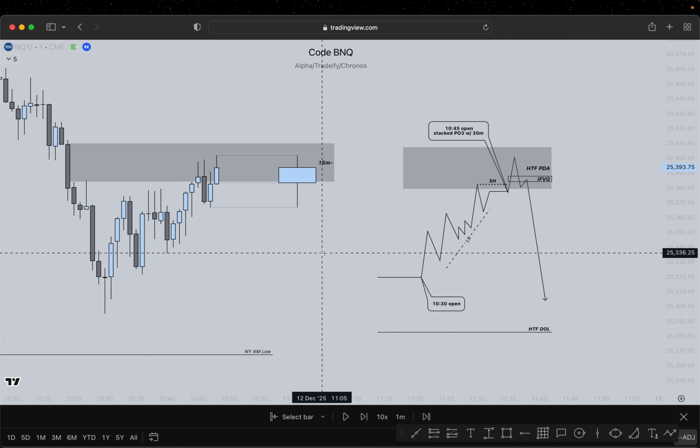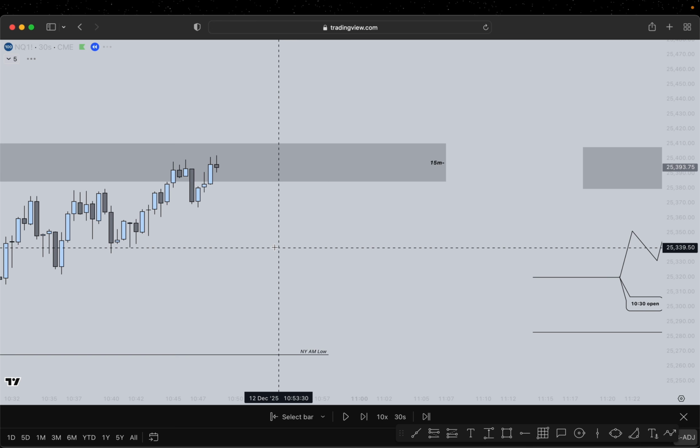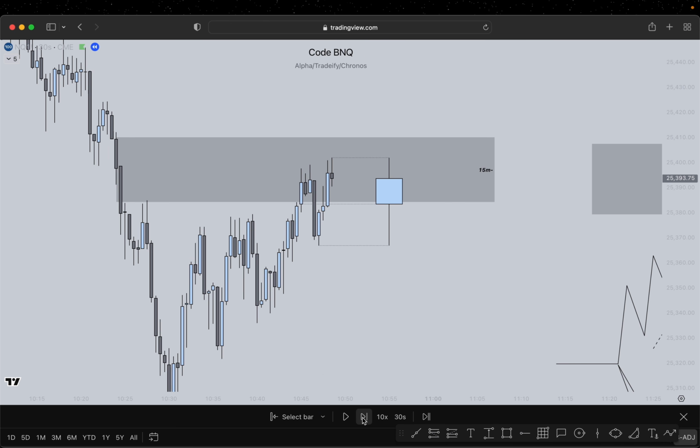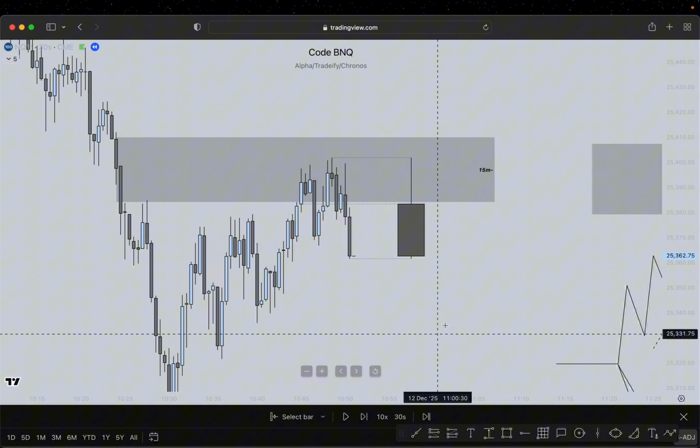Now, if you would want a more dedicated video to this setup, you can go ahead and check it out. I made this recap on Friday, December 12th, literally just 2 days prior to this video. But the important part is the inversion, right? What happens with the inversion? Well, of course, you want strong displacement.